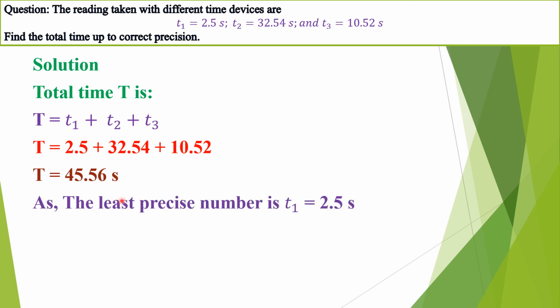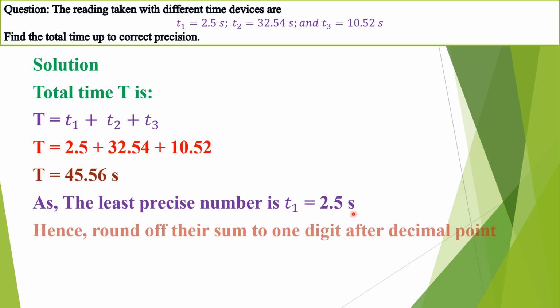As the least precise number is T1 equals 2.5 second, we round off their sum to one digit after the decimal point. We get T equals 45.6 seconds. We discussed this rule in the previous slide: if we add numbers, the answer is rounded to the same number of decimal places as the measurement with the least number of decimal places. We just applied that rule of significant figures here. In our measured values, the term with the least number of decimal places is T1 equals 2.5 second. So our answer T equals 45.56 second is rounded off to one digit after the decimal point, and we get T equals 45.6 seconds.